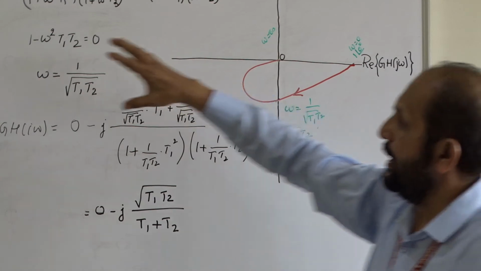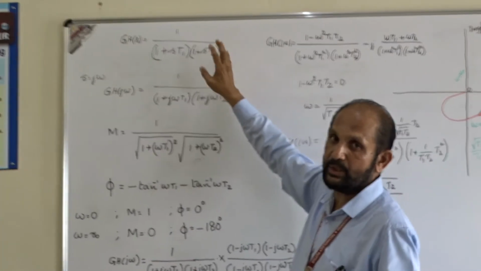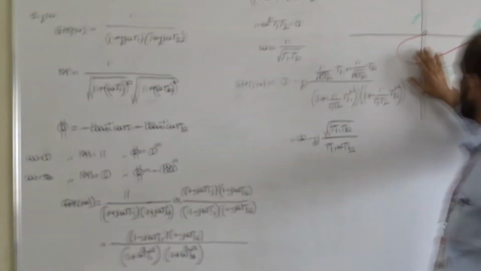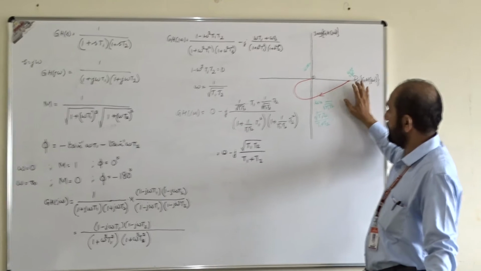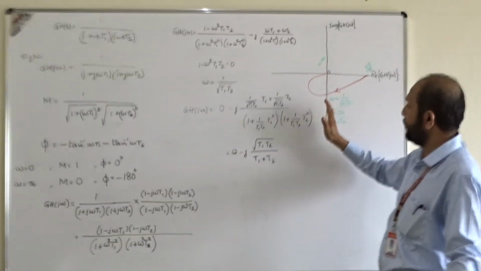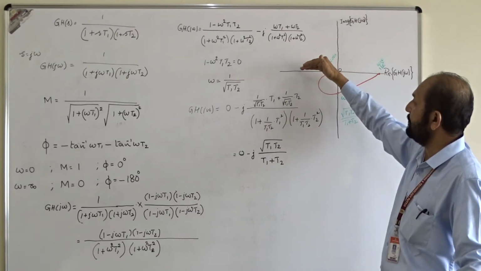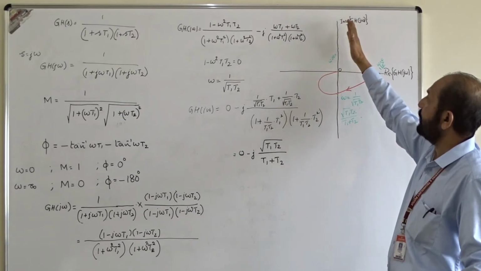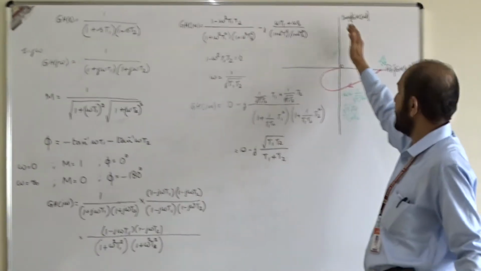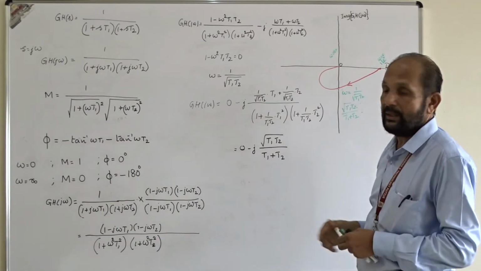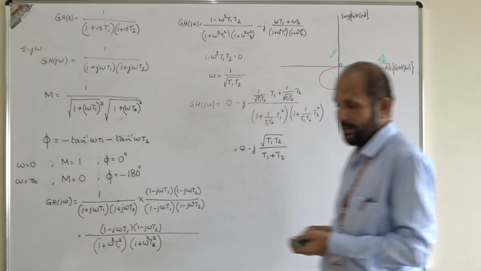See once again, this is a type 0 system. For any type 0 system, the polar plot always starts from the 0 degree axis. Similarly, if you take a type 1 system, the polar plot always starts from minus 90 degree. For a type 2 system, from minus 180 degree, and for type 3, it will be from the positive imaginary axis. So this is the polar plot for that given problem.